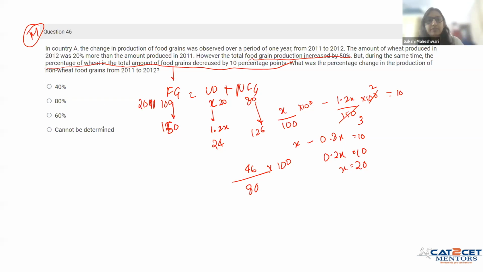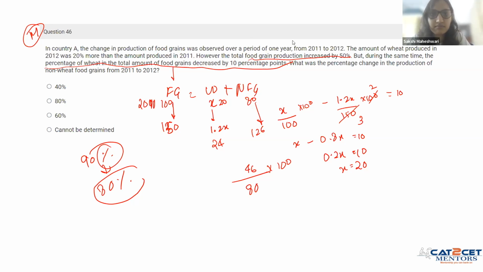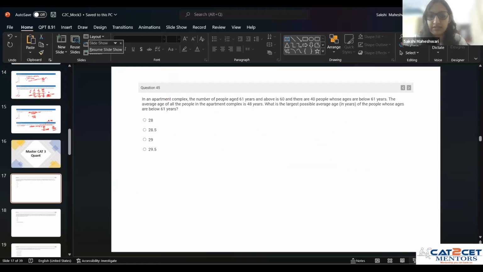What does decreased by 10 percentage points mean? It means if it was 90% here, then it decreased to 80% here. Percentage points means the absolute value of percentages that decreased. Okay, so let's move on. But don't do it in the first go, you should do it in the second go, I would strongly suggest.